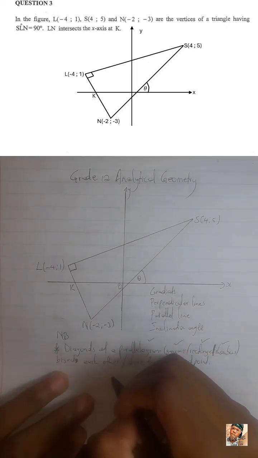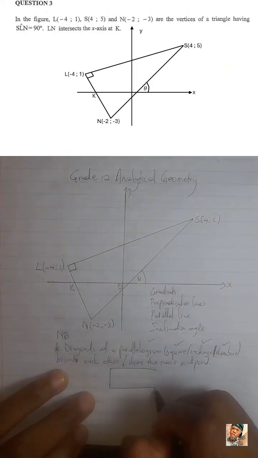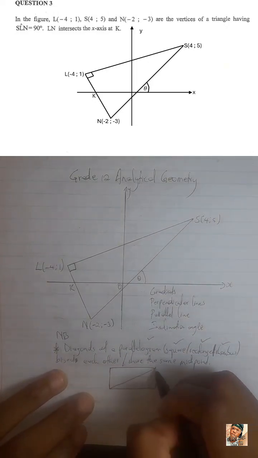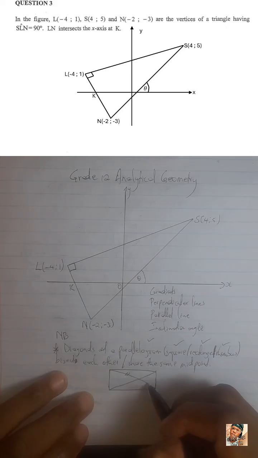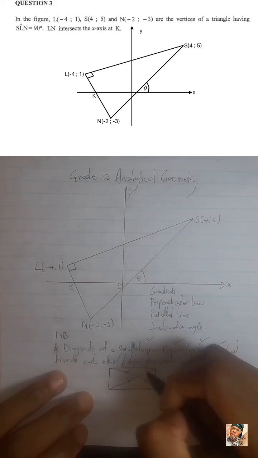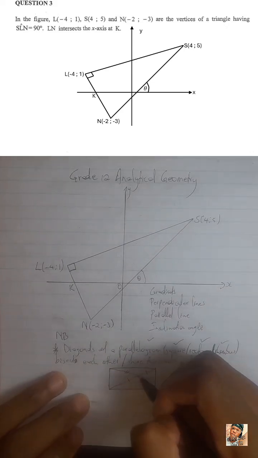So what I'm talking about is the following. Maybe we have a rectangle. The diagonals of a rectangle or a square or parallelogram or rhombus bisect each other. That means this line is going to be equal to that line, and this line is going to be equal to that line. Okay, so they share the same midpoint.